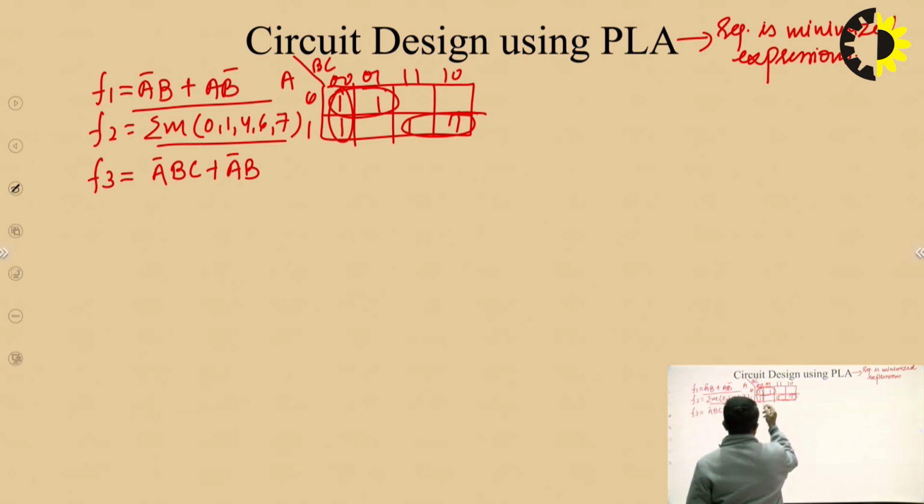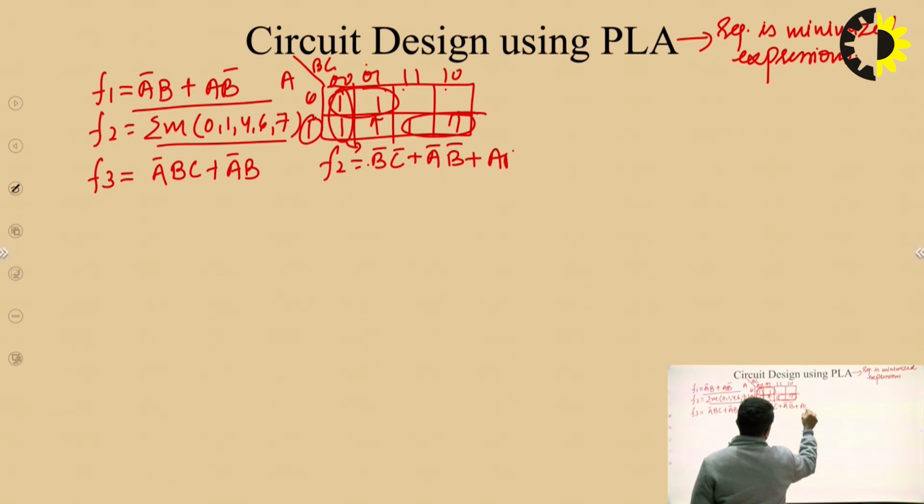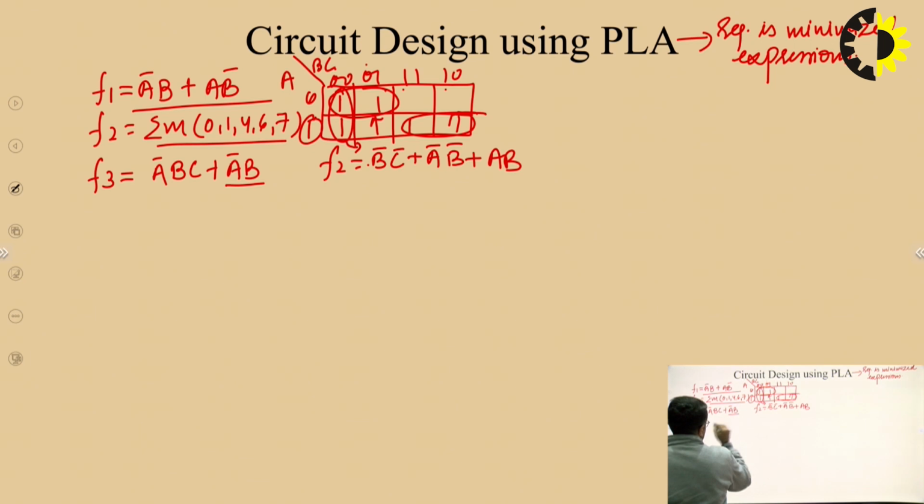So let's write this expression as F2 is equal to, for this one, I can write B bar C bar. For this one, I can write A bar, and this 0 is common. So A bar B bar, and then last, this is corresponding to this A, and this is B. So A B.